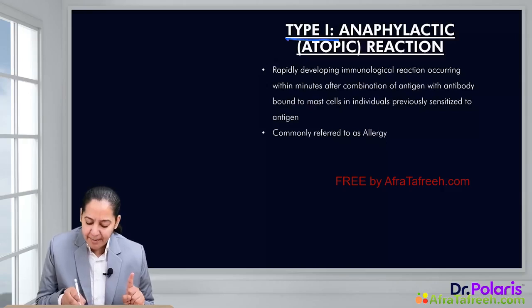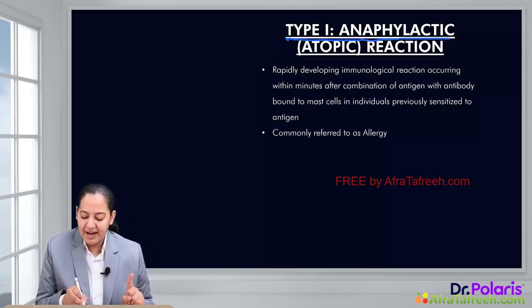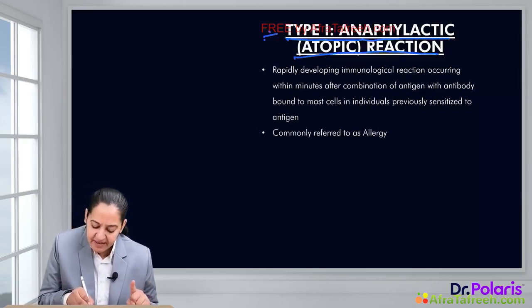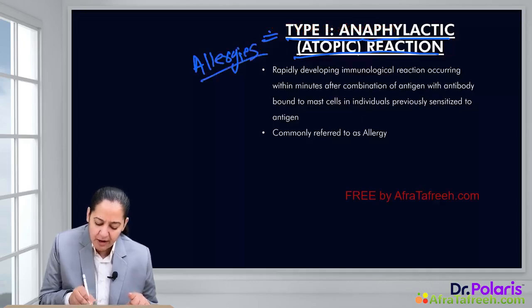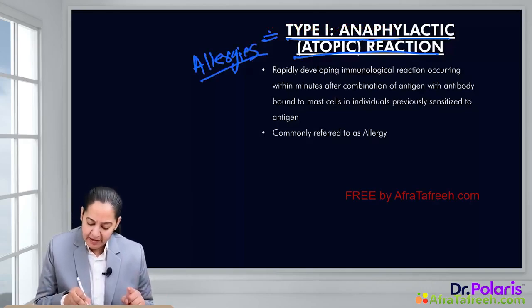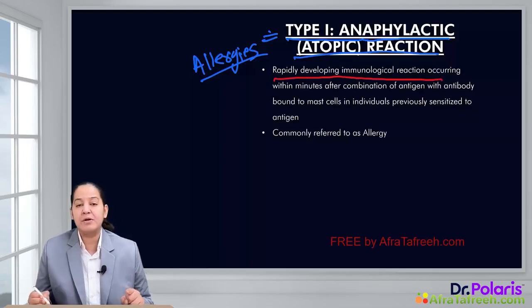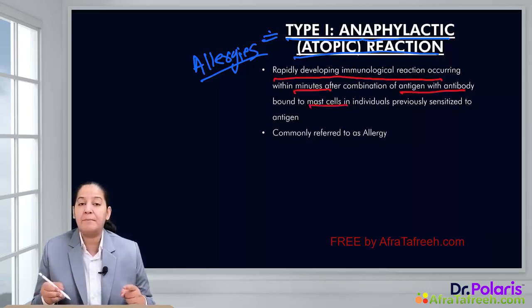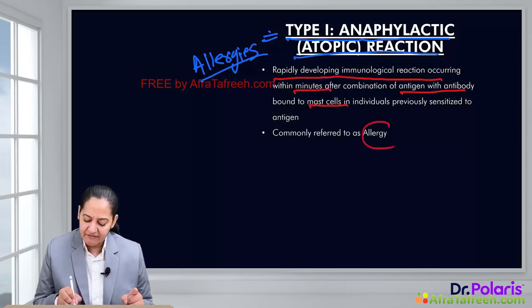So, type 1 hypersensitivity is known as anaphylactic or atopic reaction. Basically, type 1 hypersensitivity are allergies. So all the allergies fall under this category, that is type 1 hypersensitivity. Here, it is a rapidly developing immunological response which occurs within minutes after combination of the antigen and antibody bound to the mast cells in the individuals who are previously sensitized. And this is referred to as allergy.